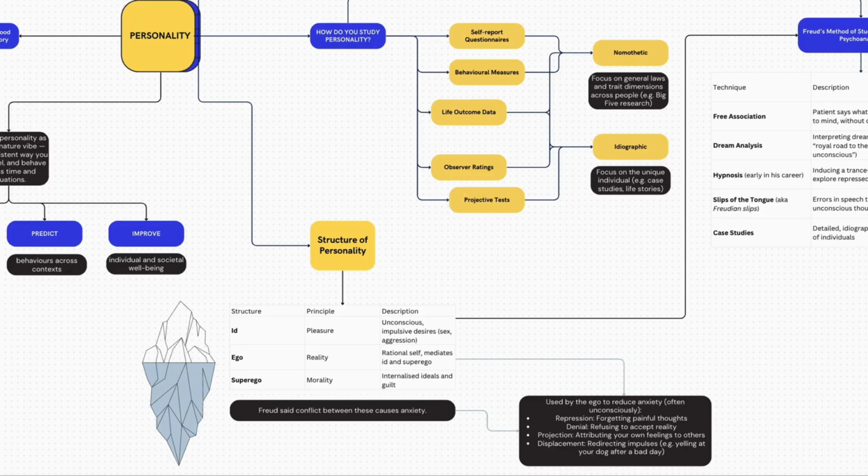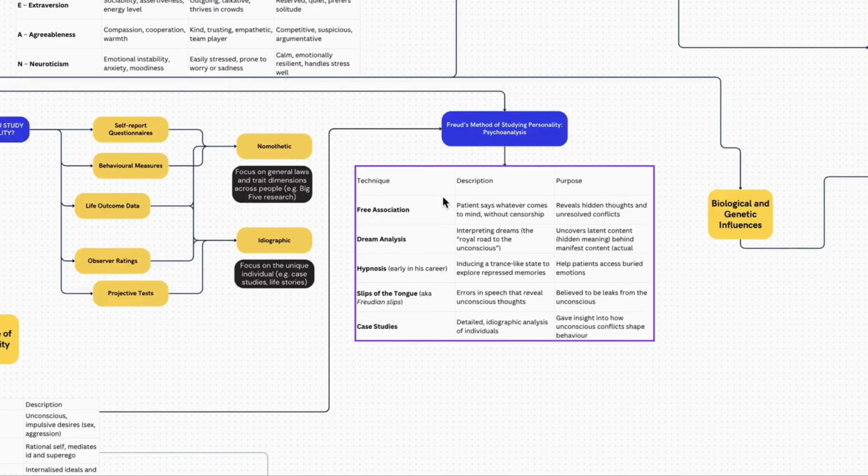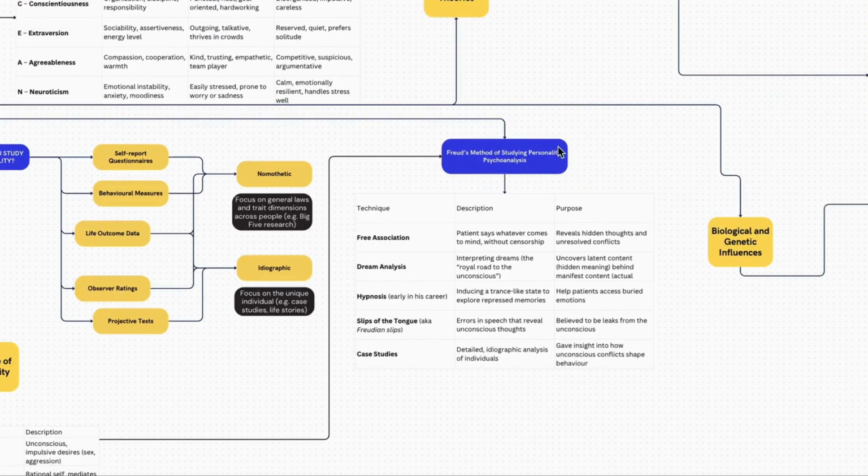He says we can use a few techniques, starting with free association. Basically, the patient says whatever comes to mind without censorship, and the purpose is to reveal hidden thoughts and unresolved conflicts. Then dream analysis, interpreting dreams, the road to the unconscious, uncovers latent content, the hidden meanings behind manifest content.